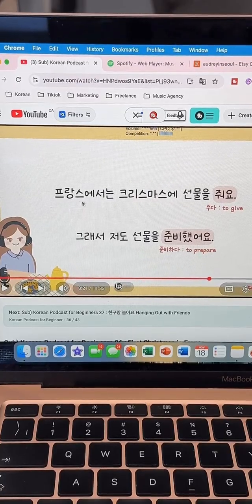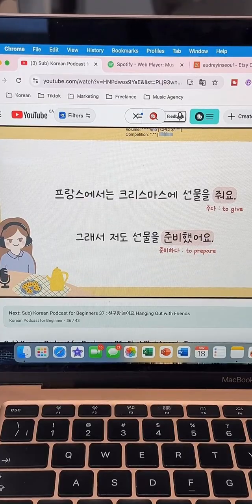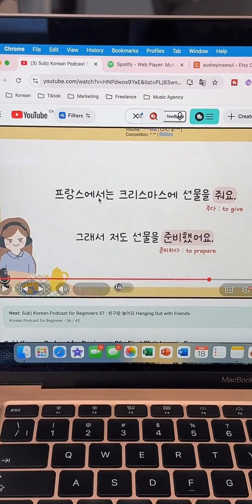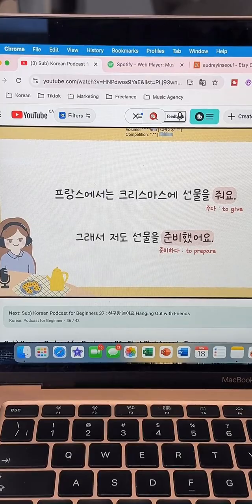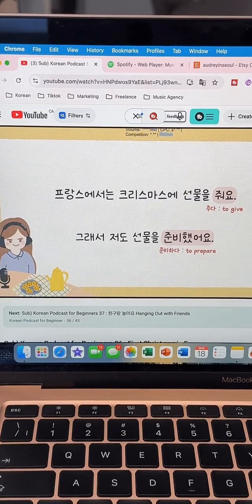Okay, so let's translate everything together. We have 프랑스에서는. You guys probably already know what 프랑스 is, but can you let me know, with the particle, what does that mean? Comment down below if you know the meaning of that word or you want to try and guess it. What is 프랑스에서는? I will be drinking a little bit of water and then after that I will let you guys know the answer.